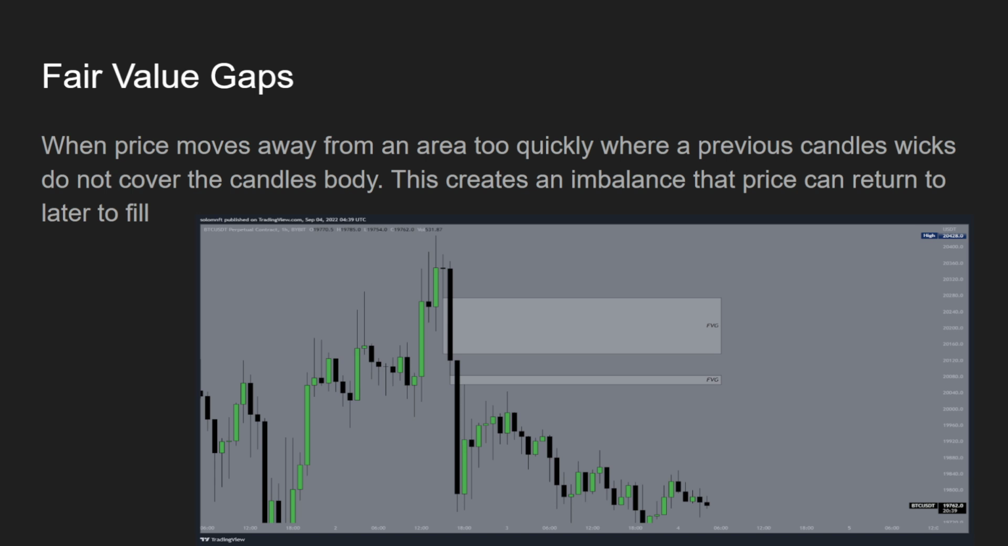So usually when there is a large displacement in price, right, price moves away too often. So very quickly, I'm going to talk about why these work.